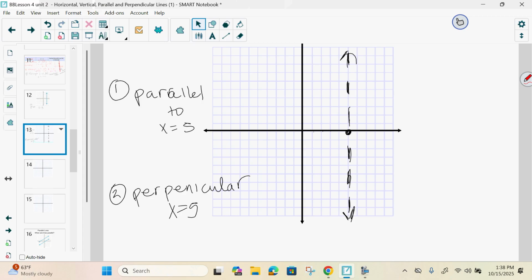How about parallel? How many other vertical lines can I draw that are going to have the same slope as that one? An infinite number, right? So parallel is going to use the same letter. So x equals whatever number you want, 51. Right? Any number you want.